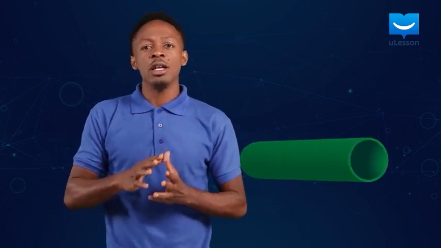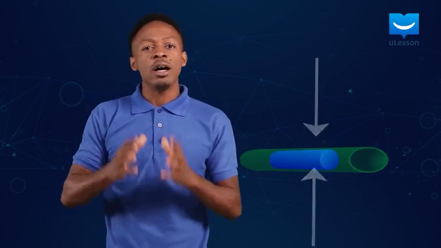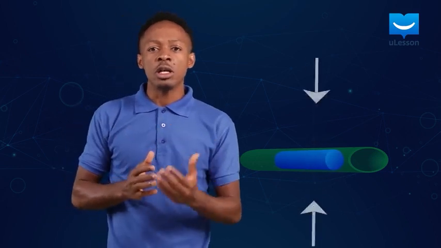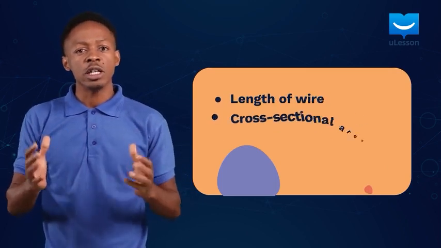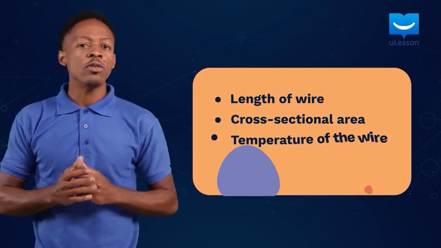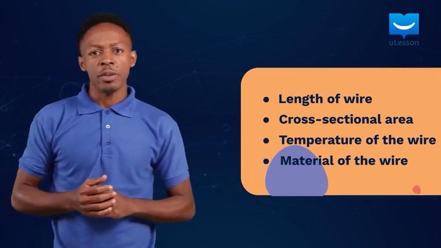It is like the degree of constriction in a pipe carrying water. The tighter the constriction, the higher the resistance to the flow of water, and the harder it is for the water to flow through the pipe. There are four factors that affect the resistance of a piece of conducting wire: the length of the wire, the cross-sectional area, the temperature of the wire, and the material the wire is made from.